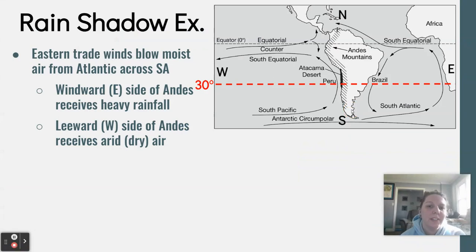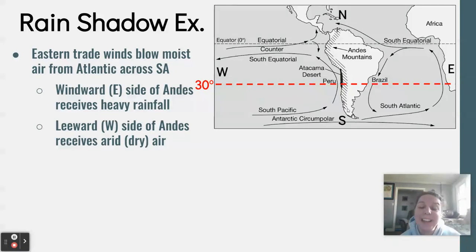So let's look at a real example of this. We've got our equator here, which is 0. We've got 30 degrees west right there. So remember that we've got our eastern trade winds happening, blowing that warm, moist air from the Atlantic across South America. So here in South America, we can see the Andes Mountains.